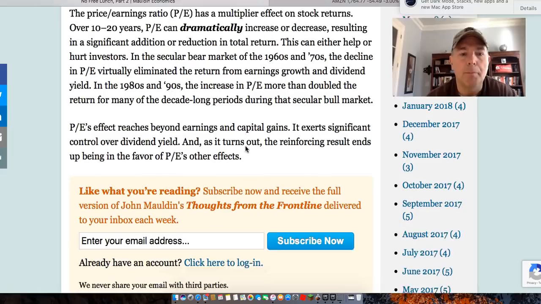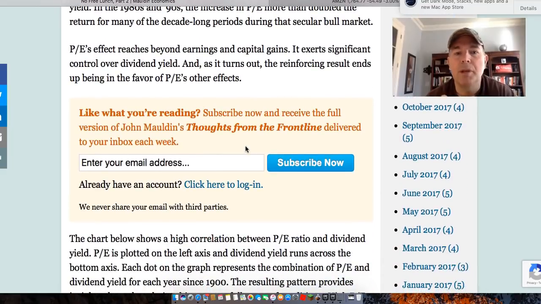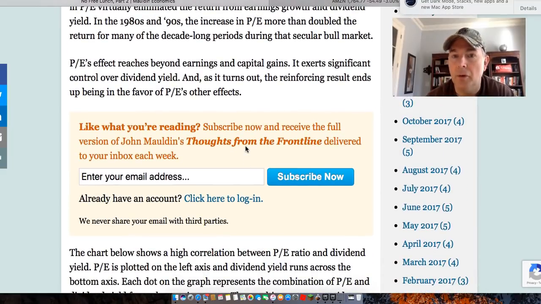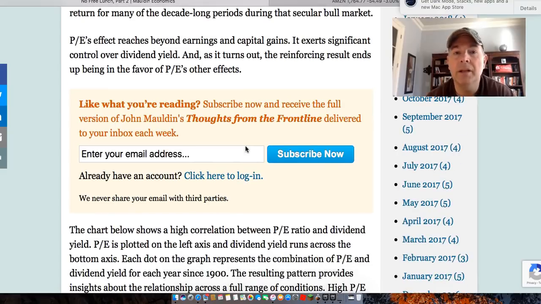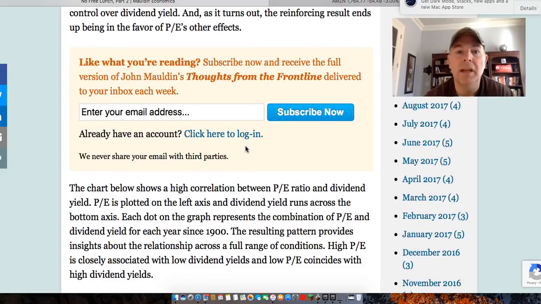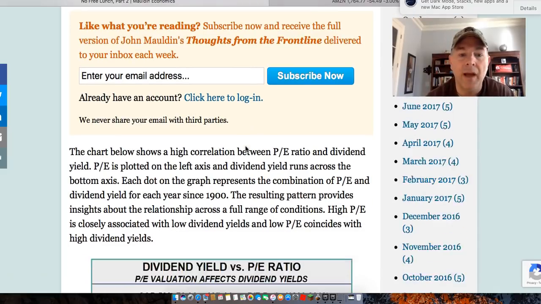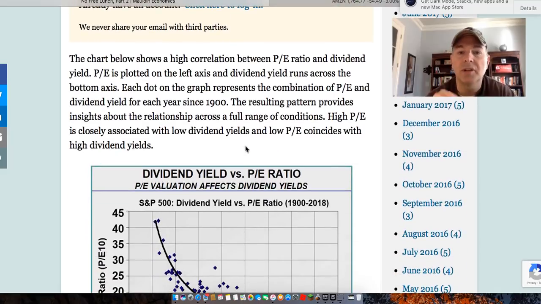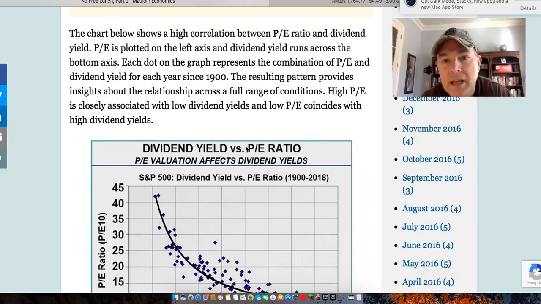All right. So PE's effects reach beyond earnings and capital gains, though. It exerts significant control over dividend yield. As it turns out, the reinforcing results end up being in favor of PE's other effects. The chart below shows a high correlation between PE ratio and dividend yield. I talked about this yesterday in my video on dividend yields. The higher the stock price, the lower the yield. There's no other way around that.